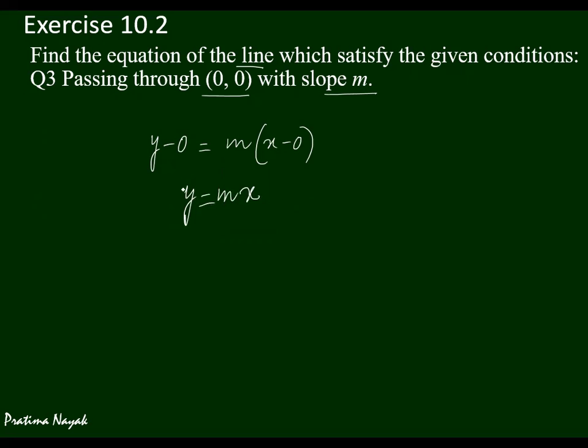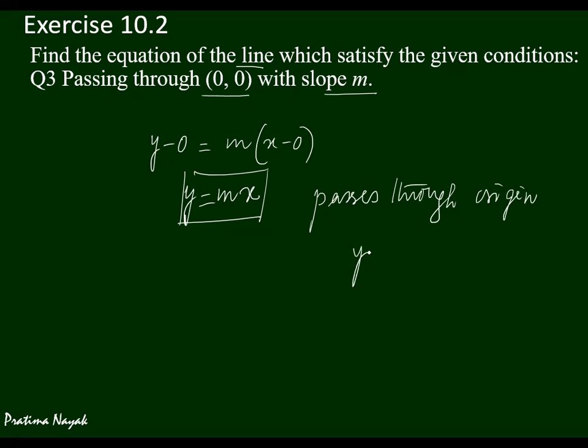So what does it mean? When the equation is y is equal to mx, with no constant, it always passes through the origin. So you can note one thing here: any line having no constant term always passes through the origin.